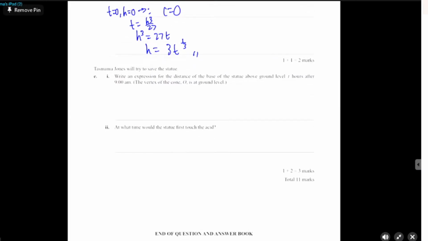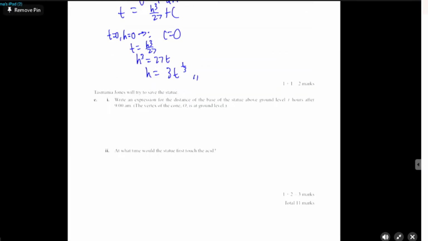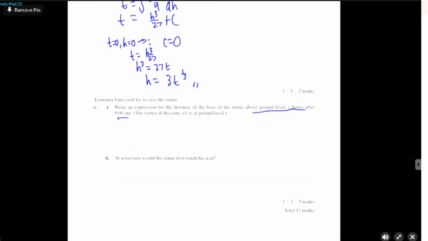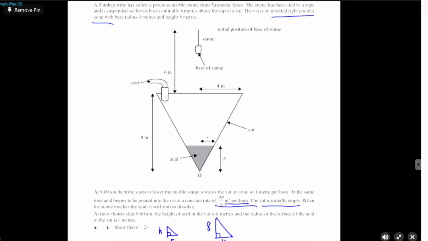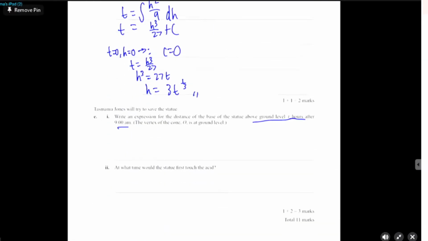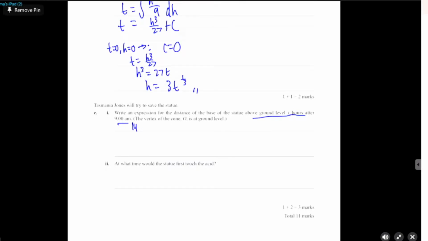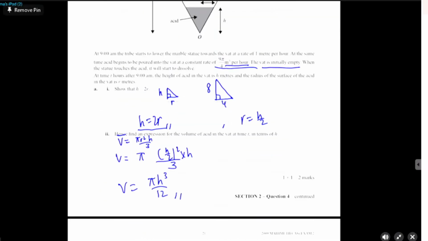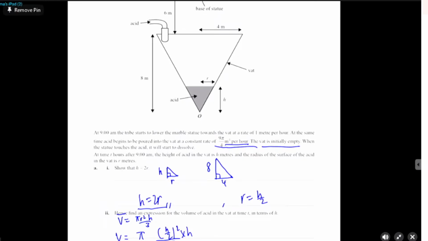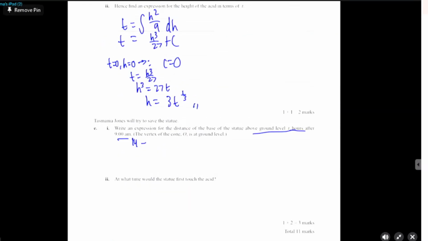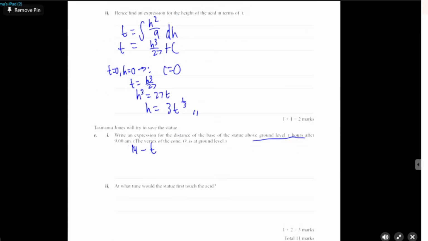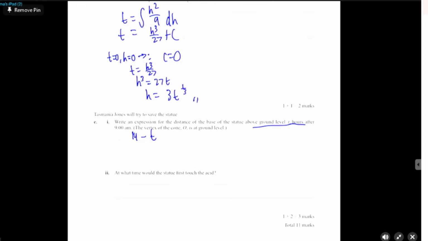This question, write an expression for the distance of the base of the statue above ground level t hours after 9 a.m. So the total distance at which it first starts is 8 plus 6. So your total distance initially is 14, because that's where the statue starts. And then it's given in the question that at 9 a.m., the tribe starts to lower the marble statues at a rate of 1 meter per hour. So that means this is just going to be 14 minus t, because it's decreasing at a rate of 1 meter. So that's your distance.